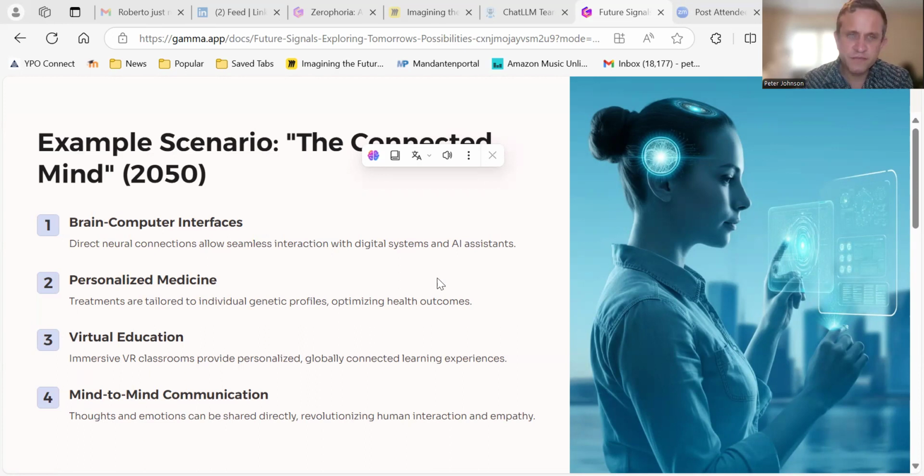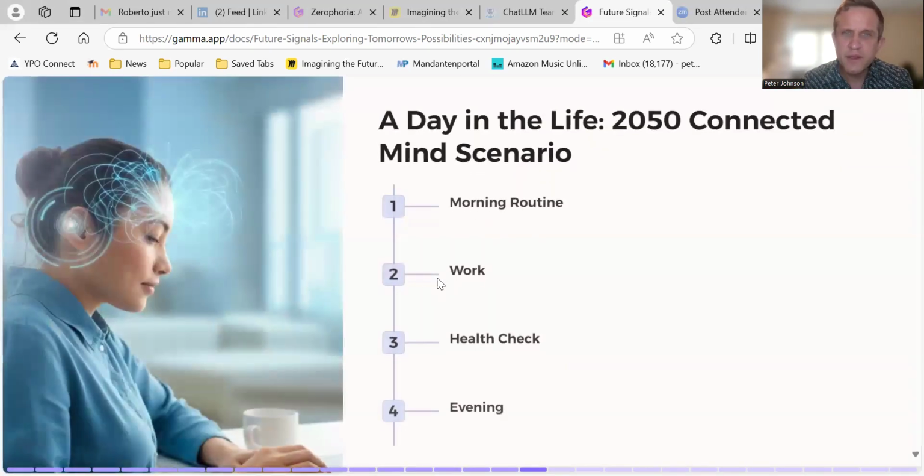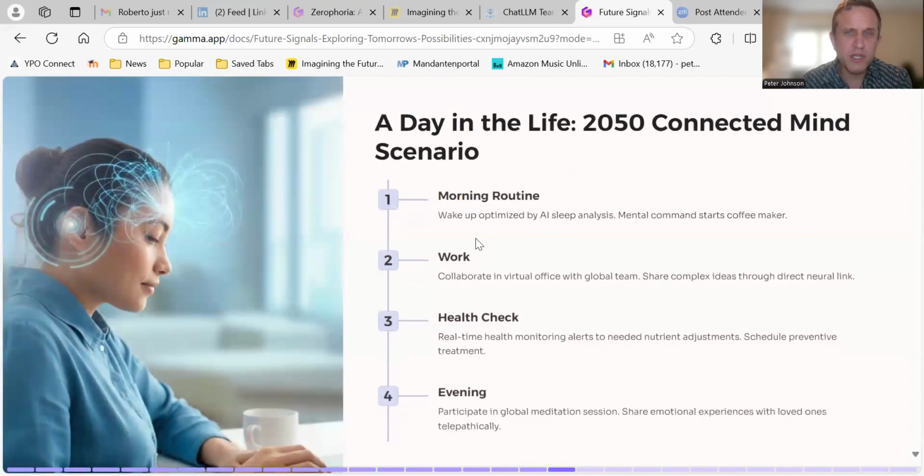And so with that, think of what that would look like in a day in the life. Maybe in your morning, you wake up based on optimized AI sleep analysis. Maybe you collaborate in a virtual office. You don't actually go anyplace. You're just in your virtual office. You have real-time health checkups constantly. In the evening, you have a global meditation session to share your experiences and connect with loved ones. What would this look like?